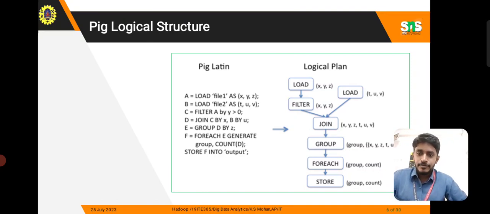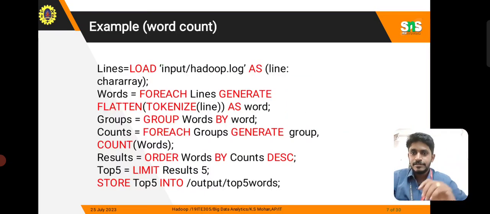So for example, for Hive we can have the store, then group content, then other things in the big logical structure. Then, for example, word count: in the previous logical structure, lines equal to load, words equal to foreach, then flatten, and the groups and the counts, and the results equal to ordered by words count. These are some example word counts given on the screen.